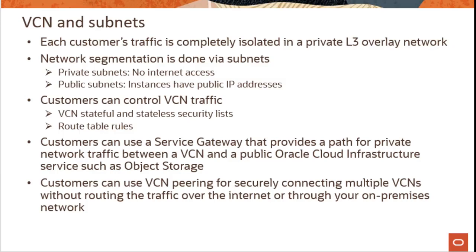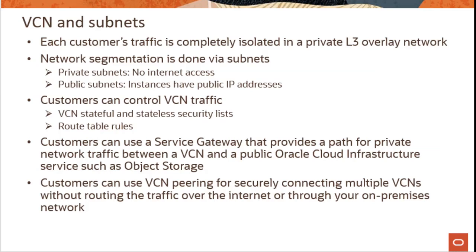On top of that, customers can control their VCN traffic, which traffic comes in, and once it comes in, what should be done with that, or block certain traffic. And that is done using security lists, which are both stateful and stateless, or route table rules. So traffic can be controlled through security lists and route table rules.